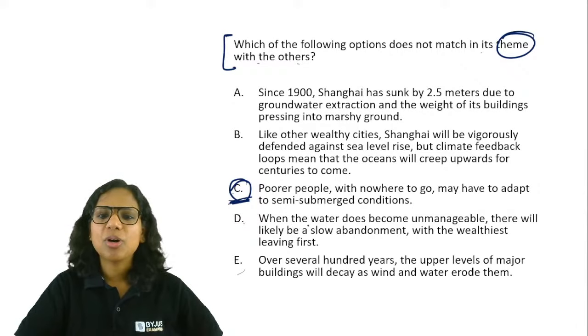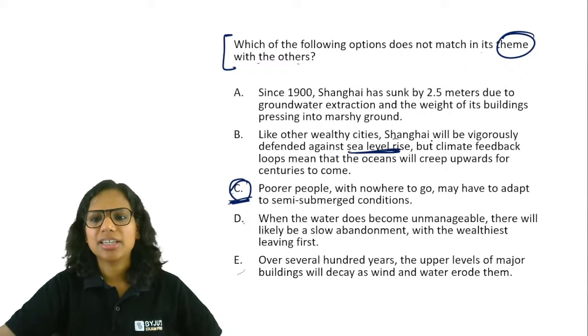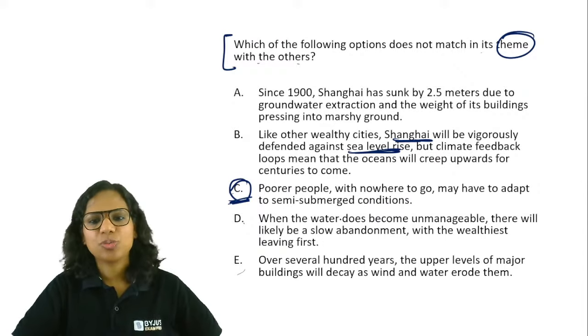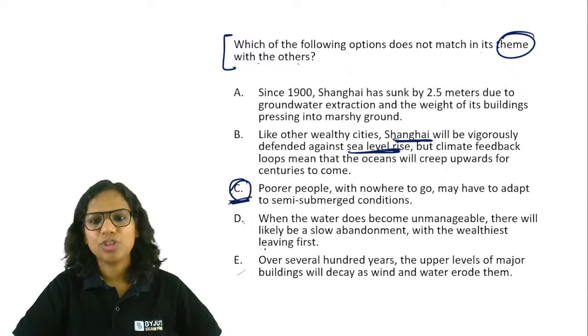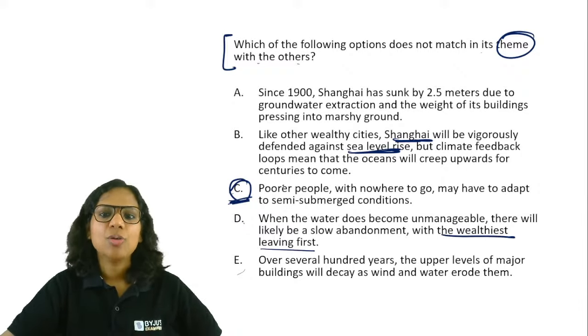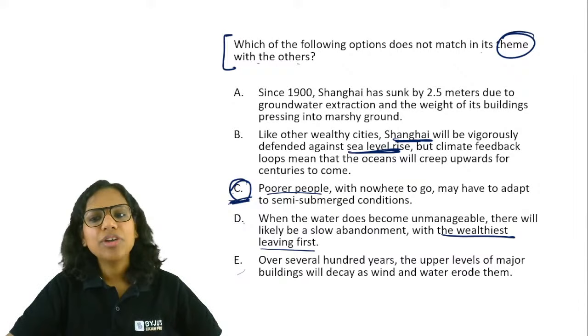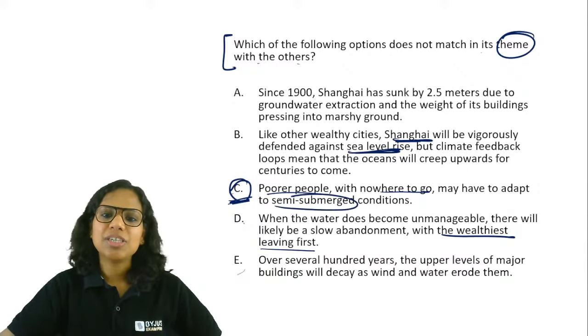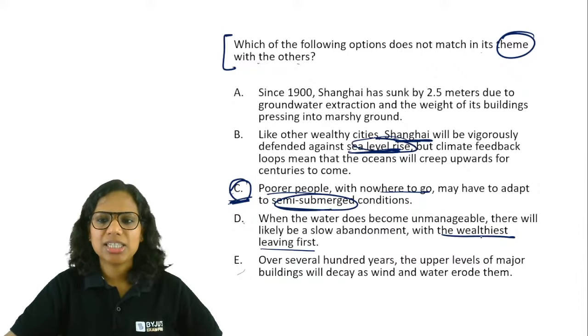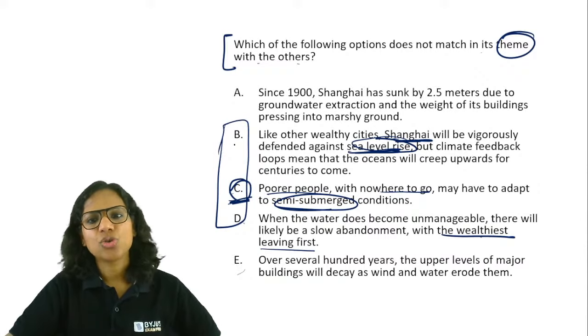See, we are talking about sea level rise in Shanghai, right? Sea level rise की बात हो रही है. When the water does become unmanageable, there will likely be a slow abandonment, with the wealthiest leaving first. Poorer people with nowhere to go may have to adapt to semi-submerged conditions. Semi-submerged, sea level rise, wealthiest, poorer, B, C and D, they are related. So I don't think any of these is the odd sentence out. It's either A or E.